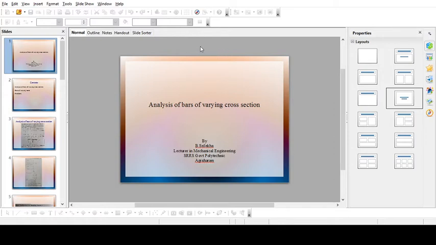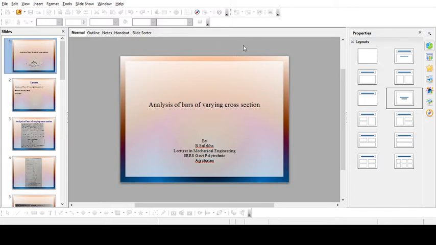Simply we are making use of the formula modulus of elasticity is equal to stress by strain, and instead of strain we are just substituting delta L1 by L1. So since this is the first section, simply P L1 by A1 E. Since sigma is P by A, sigma 1 equal to P by A1. So P L1 by A1 E is the elongation in the first section.